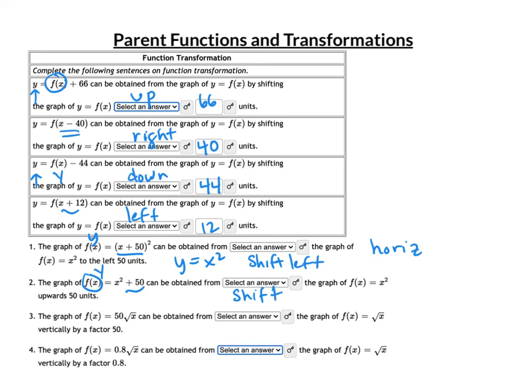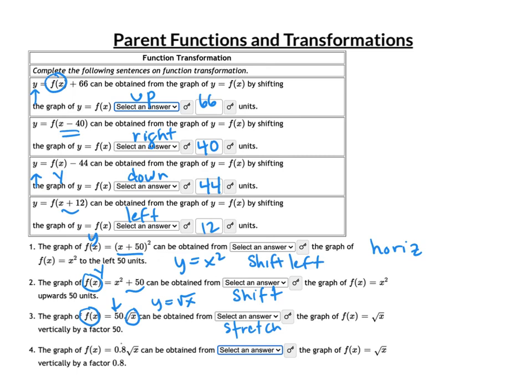For number 3, it's a square root function. And y equal the square root of x is my parent function. Every y will increase by 50 because I'm multiplying by 50. So this will be a stretch by a factor of 50.